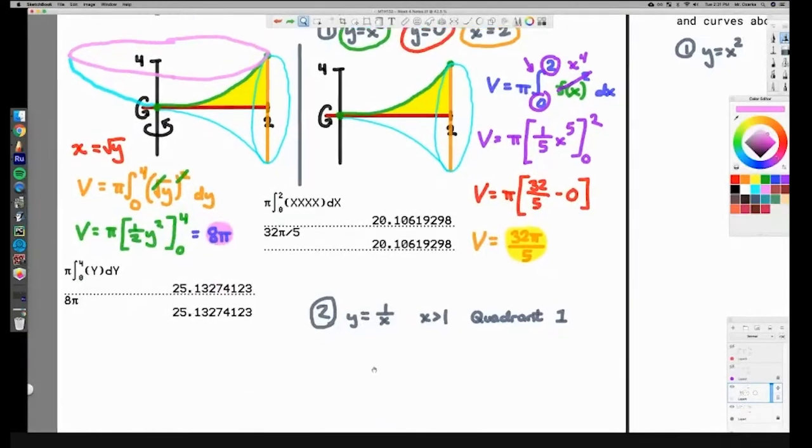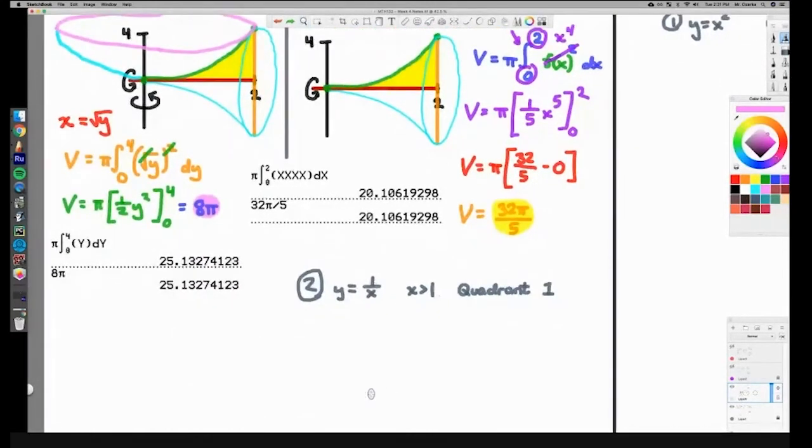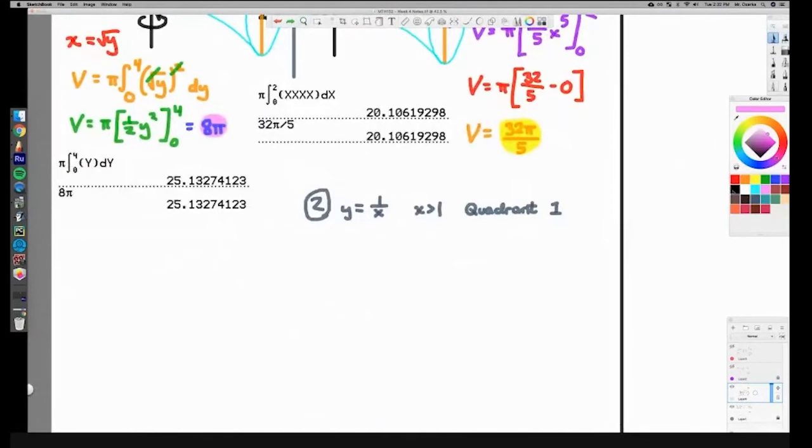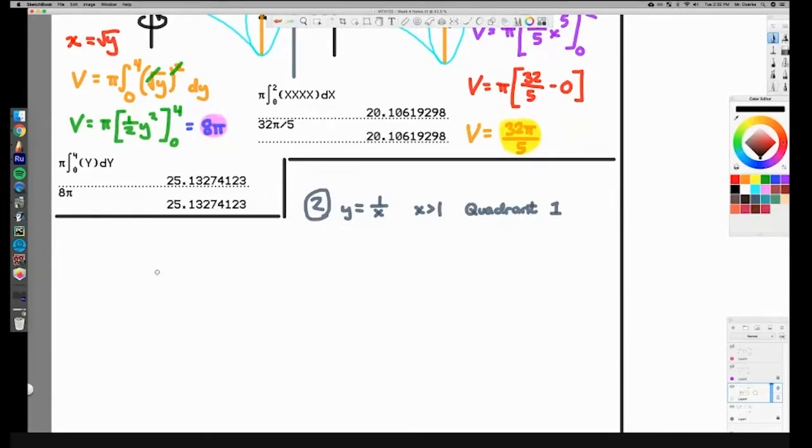So I want to figure out the area that's bounded by 1 over x, where x is greater than 1. Okay, so first thing we're going to do is draw this. Put a line here to separate this out. So we're going to draw this out here. Okay, so it's 1 over x, but it's greater than 1. So here's 1. And 1 over 1 is 1. So I'm just going to say it's right here. It doesn't really matter.